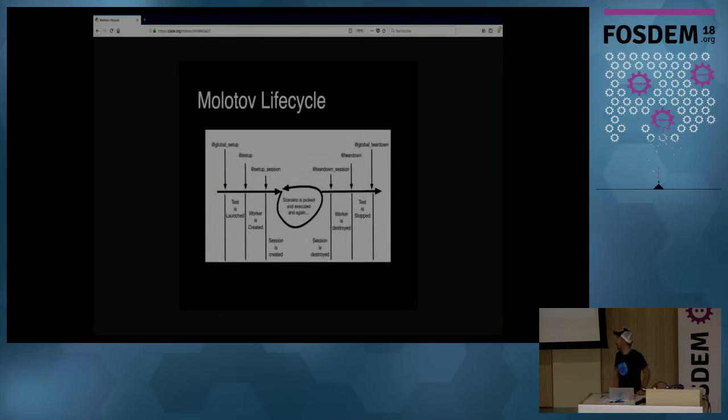And this is basically the life cycle of a Molotov test. And we have decorators everywhere for you to do something. If you want to create some stuff before the test runs, you're going to use global setup before the test is launched. You can do some stuff per worker. That's the setup decorator. You can do stuff at the session level when a worker creates an AIOHTTP client, and when it's destroyed. You have three different teardowns: at the session level, at the worker level, and at the end of the test.